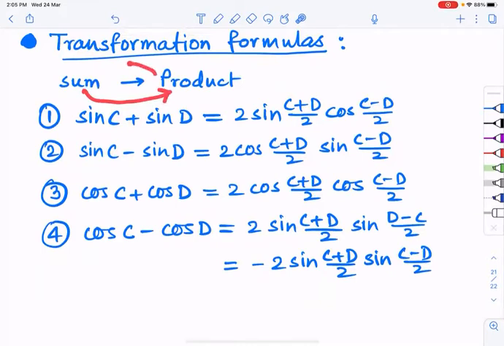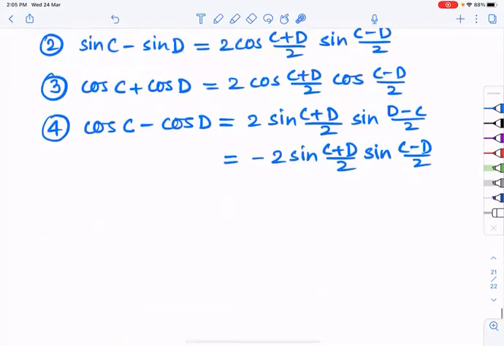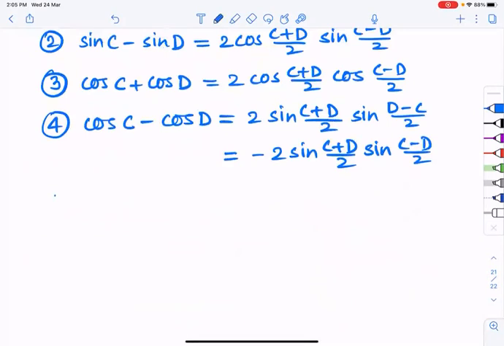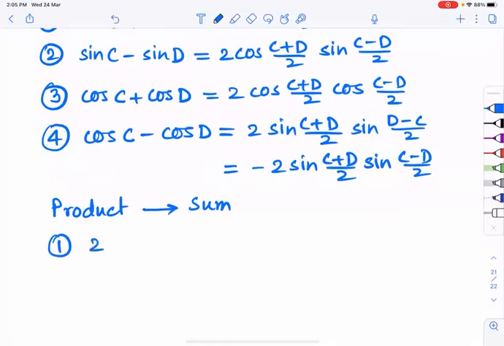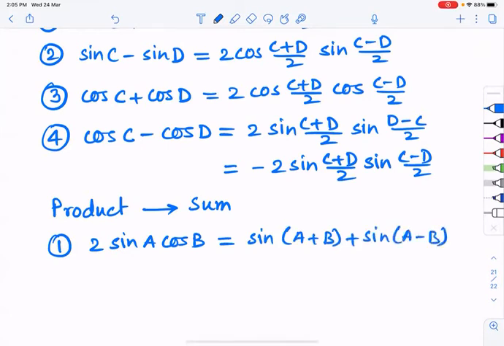We also have product to sum transformation. So we will list them down here. Product to sum transformation. What is that? It is like this. When I have 2 sine A cos B, a product, that will be equal to sine of A plus B plus sine of A minus B. So there is a product between the terms here, which is converted to sum. If we need to use such an idea, we can use this formula.